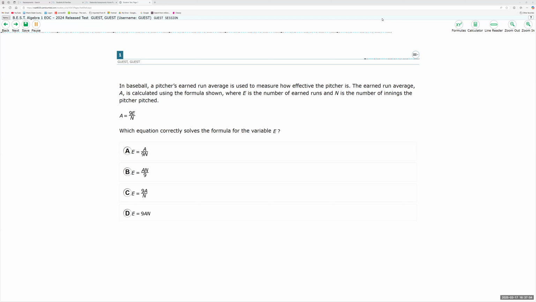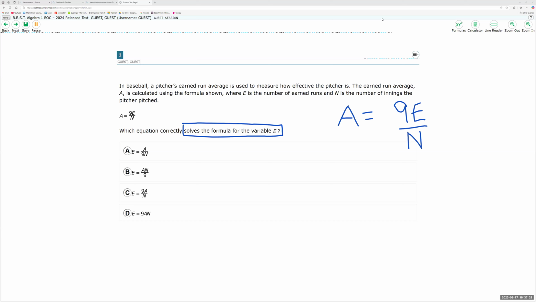We have a formula, and this is literal equations. The formula is A equals 9E over N, and the question is asking us to solve for E. That means I need to isolate the letter E.